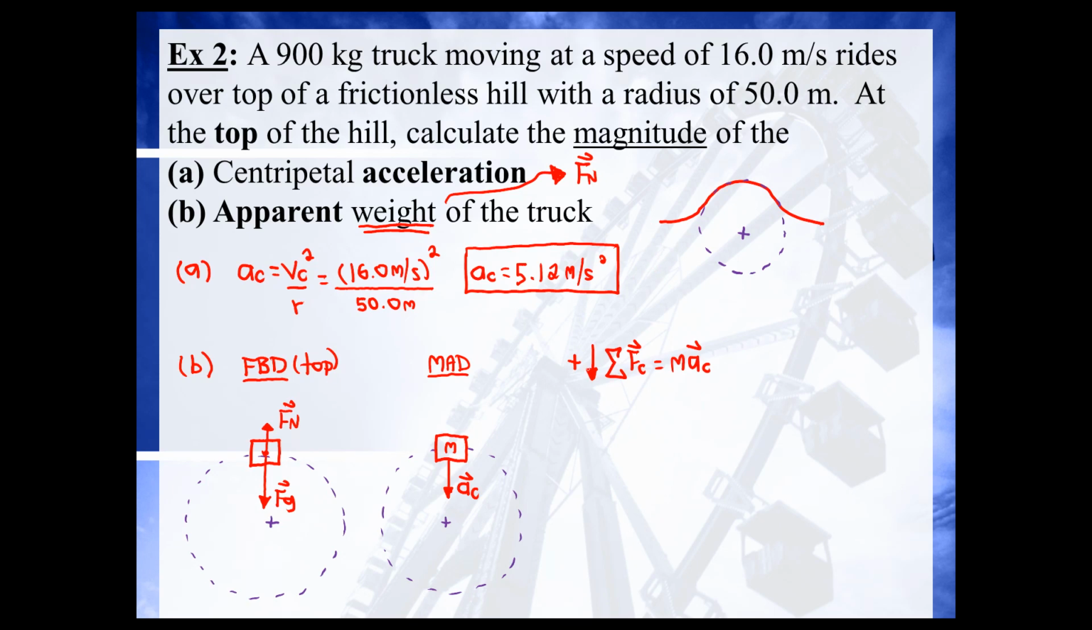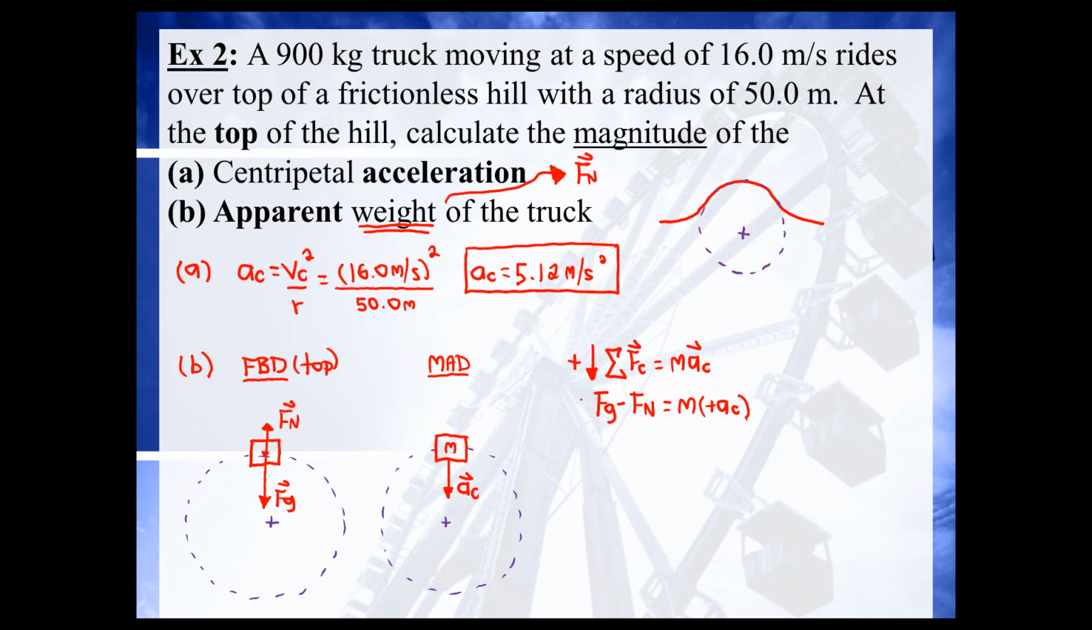Okay, if down is positive, then that means Fg is the positive force. Fn would point up, which is actually negative, and that's equal to m and then positive ac. Again, if you choose up to be positive, the signs are just going to be opposite. But if you multiplied the equation by -1, it would just turn out to be the exact same equation anyways.